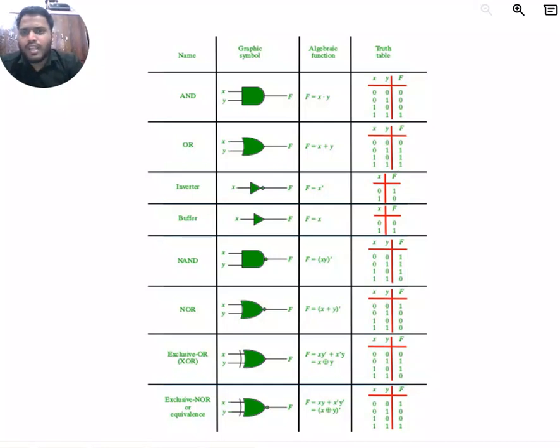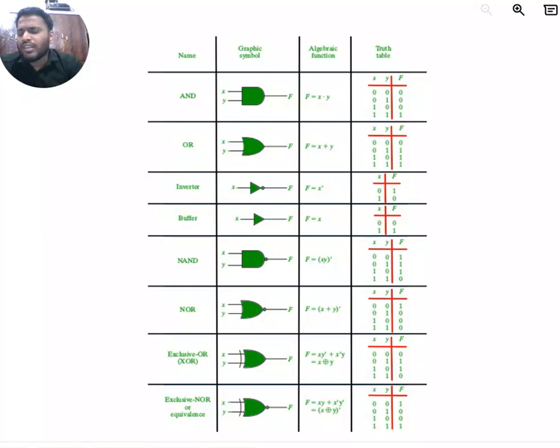There are several types of gates, and you could see there are gates called AND gate, OR gate, an inverter, a buffer, NAND gate, NOR gate, XOR gate, exclusive NOR gate. I'll be telling you about each of these gates in detail.